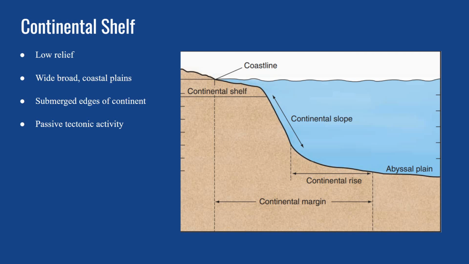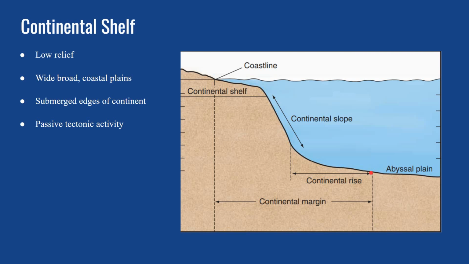And they are largest along passive tectonic margins, rather than, say, an oceanic trench, where usually the continental shelf is quite small. And continental shelves end at a continental slope and a continental rise.